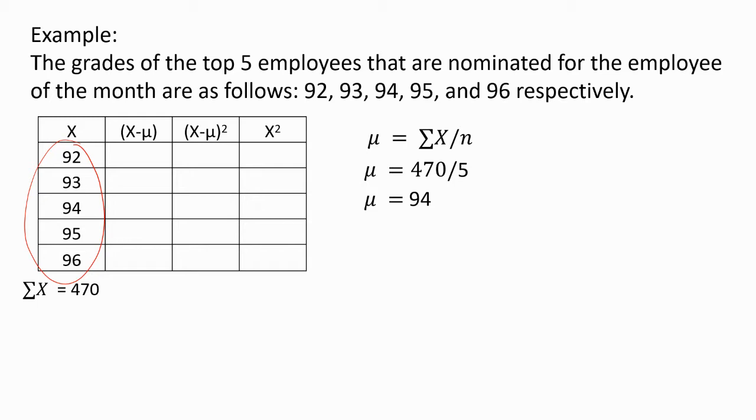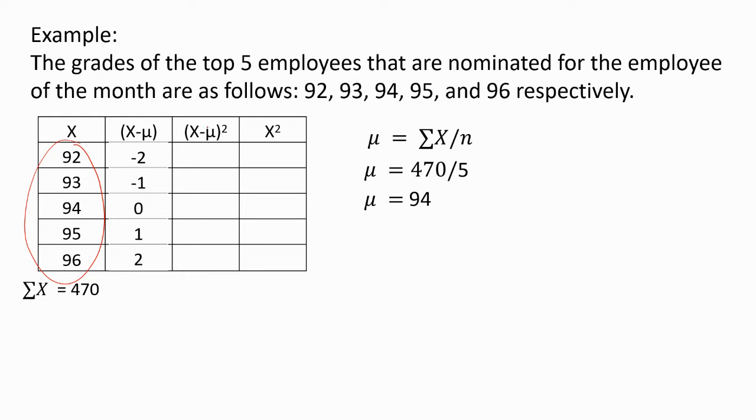Now, the first column, or the second column rather, is actually computing the difference between the score and the mean. So, susubtract lang natin yan. Since 92 is less than 94, you get negative 2, negative 1, 0, 1, and 2. Okay, so as shown here.